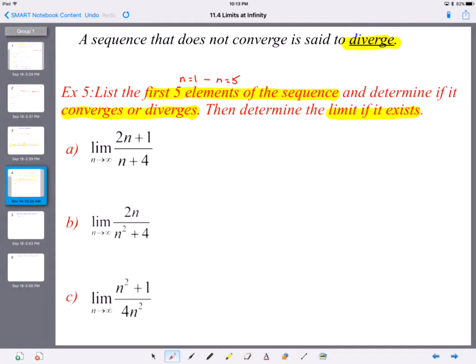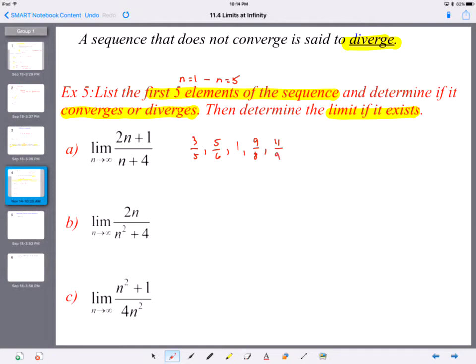So if I plug in n equals 1, this would be 2 times 1 plus 1, over 1 plus 4. So that would be 3 over 5. So that would be the first term in the sequence. And then we'll just keep doing this. Plug in 2. You get 5 over 6. Plug in 3. You'll get 7 over 7, which is 1. Plug in 4. You get 9 over 8, and plug in 5, and you get 11 over 9.